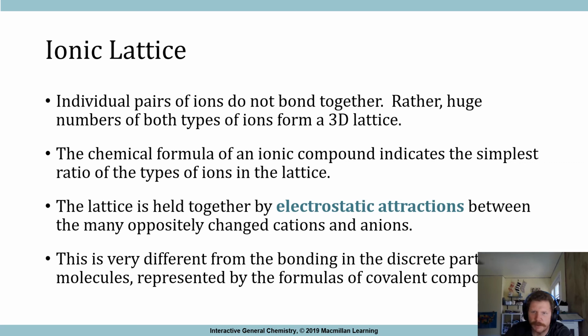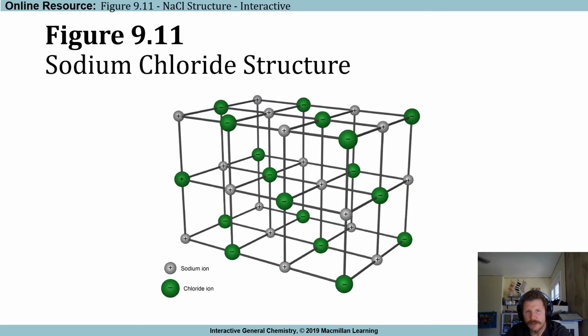It's very different from a molecular compound because you're not going to really be able to distill it down to those basic parts. So here's an example of the ionic lattice structure of sodium chloride. We've got a sodium ion and a chloride ion. And there's a typo right there. That should be a negative.